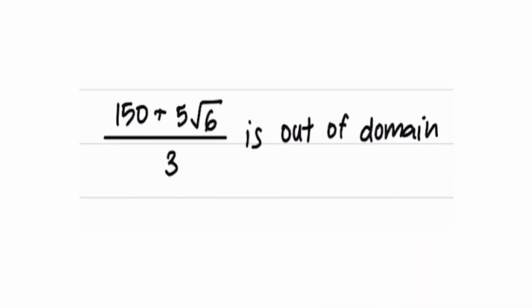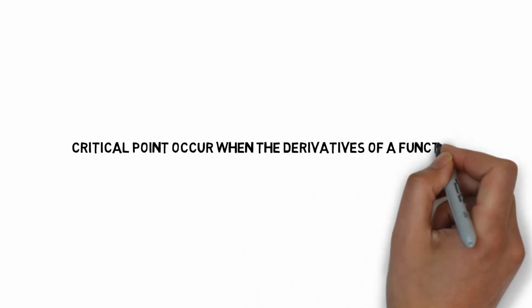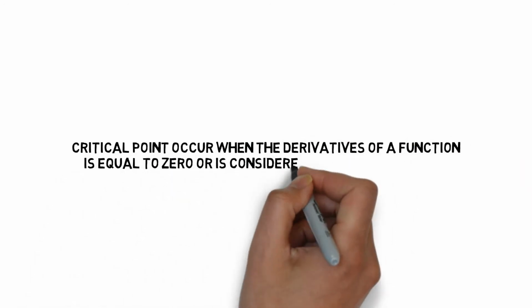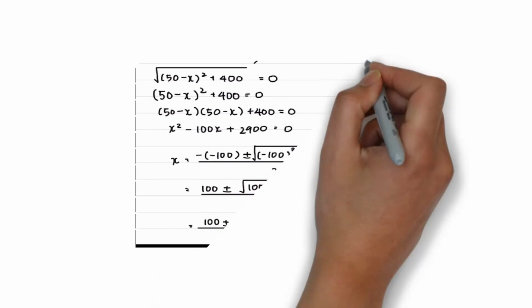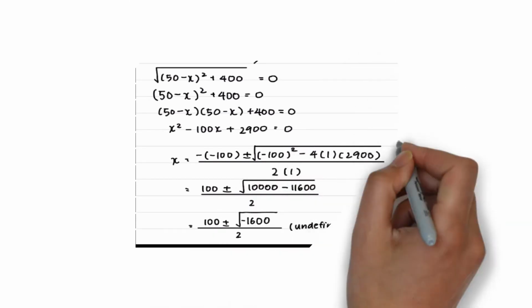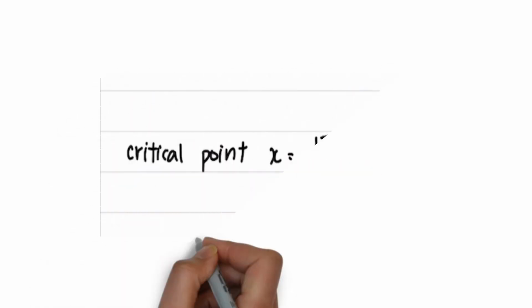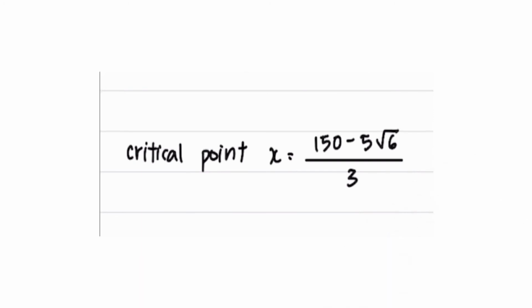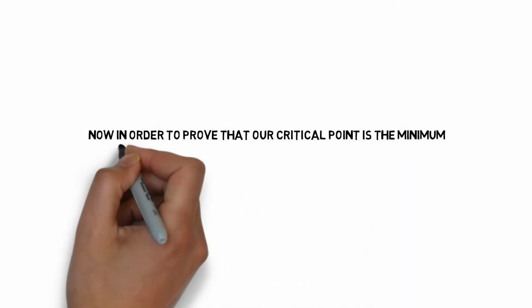Also, we understand that critical points occur when the derivative of a function is equal to 0 or it is considered to be undefined. We take our denominator and equal it to 0, we will get an x value which is considered undefined. Hence, the only critical point that we will have is x equals to 150 minus 5 square root 6 over 3.